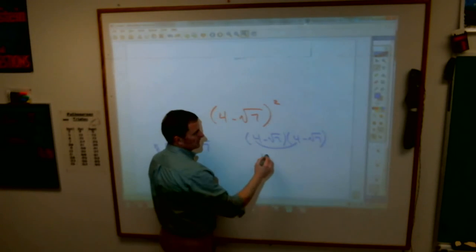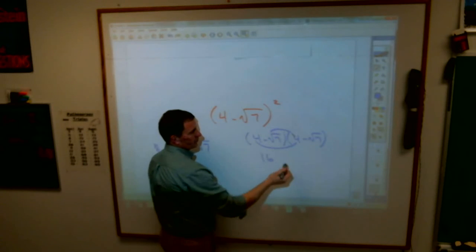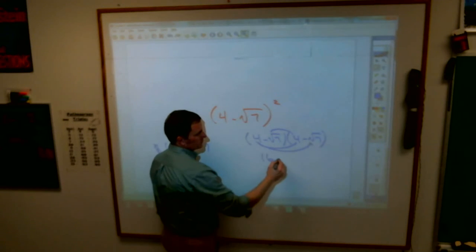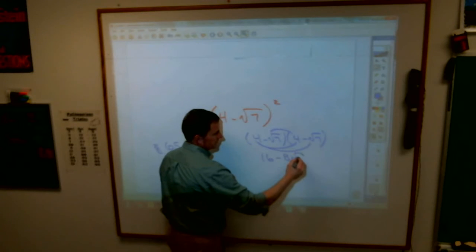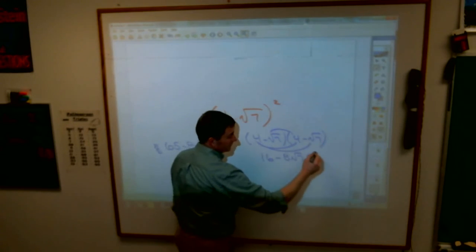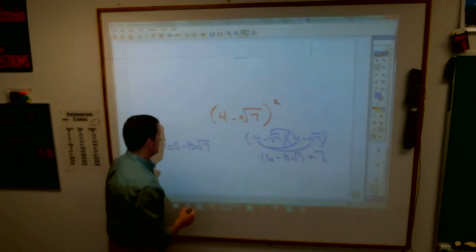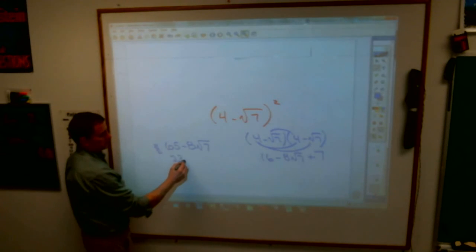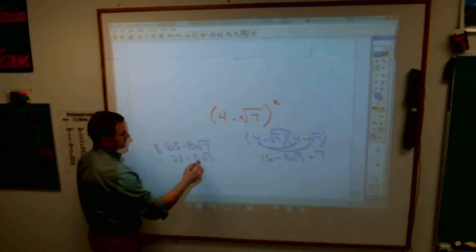Yeah, so you got the 16 minus 4 square roots of 7 and another minus 4 square roots of 7 is minus 8 square roots of 7. Negative times a negative is positive. Square root of 7 times the square root of 7 is just a normal 7. So I'm assuming this should be 23 minus 8 times the square root of 7.